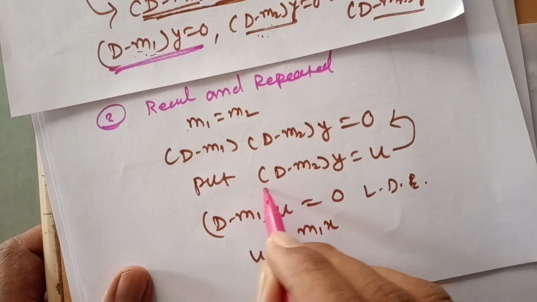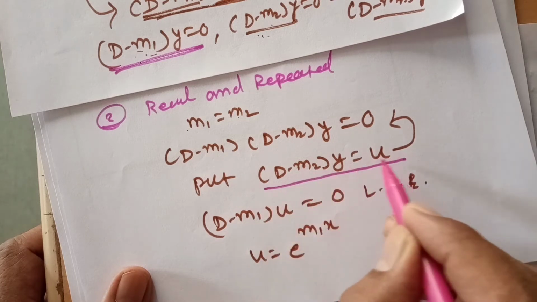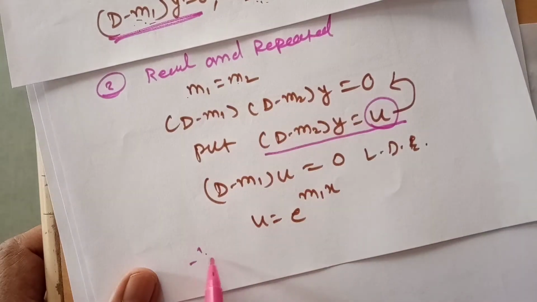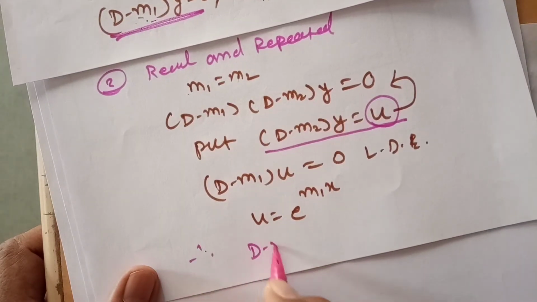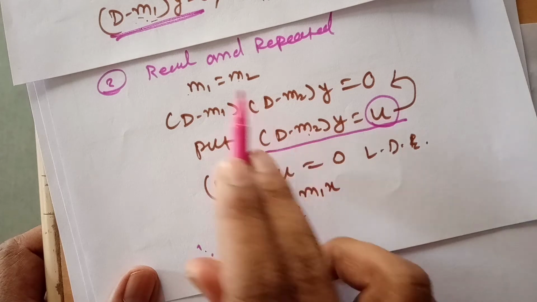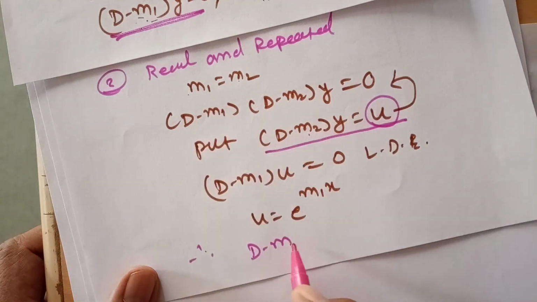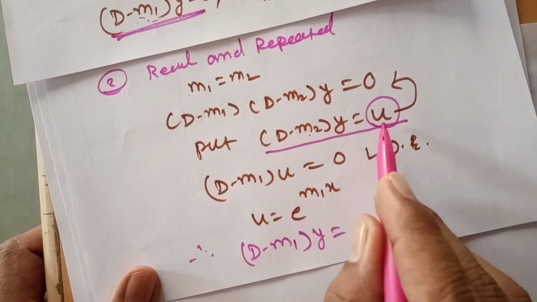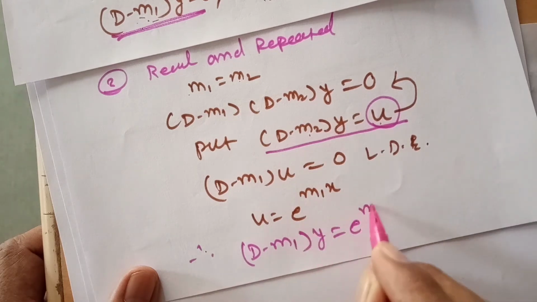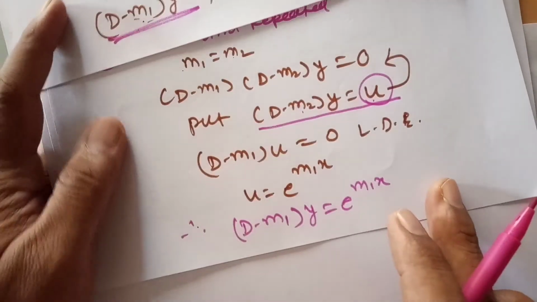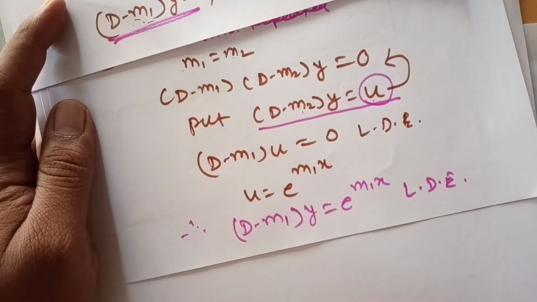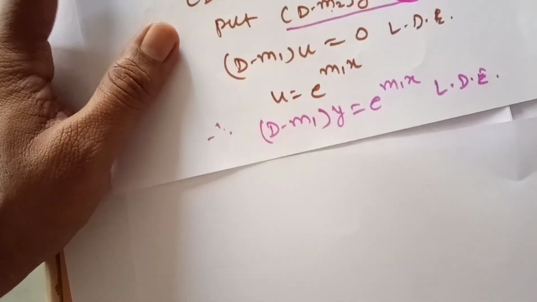That means here I will put the value of u at this point. Therefore, the above equation we can write as (D minus m2), or I can write m1, it doesn't matter because both are the same. (D minus m1) y is equal to u. What is u? e raised to m1x. Now this equation is also a linear differential equation. We can solve this linear differential equation.